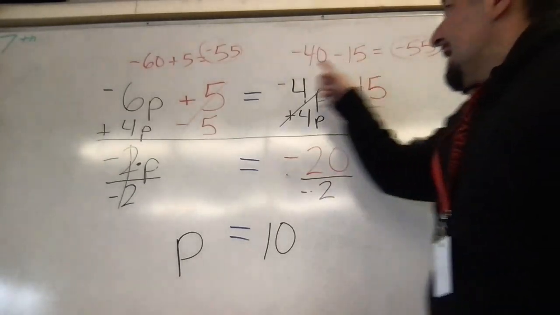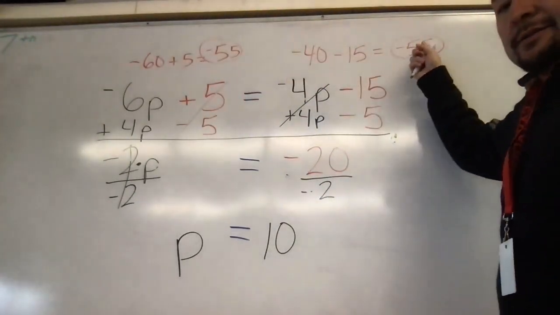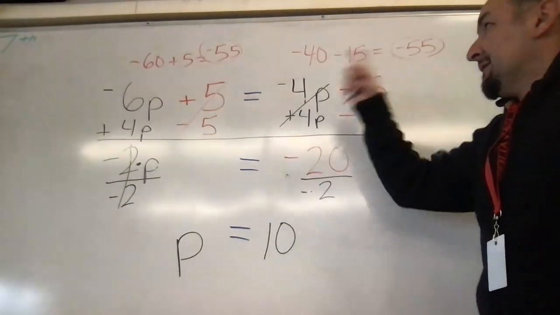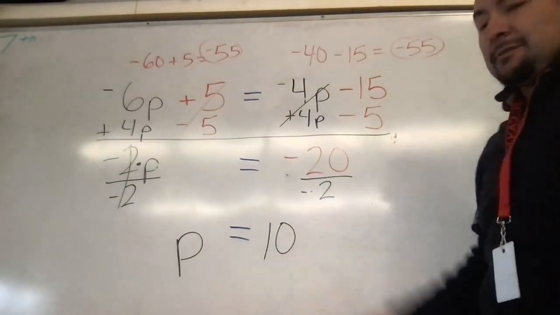Make sure you don't put this as the answer. Some kids got it wrong by putting that as the answer. This is your answer. That's just verifying that it's correct. The pizzas were $10 each.